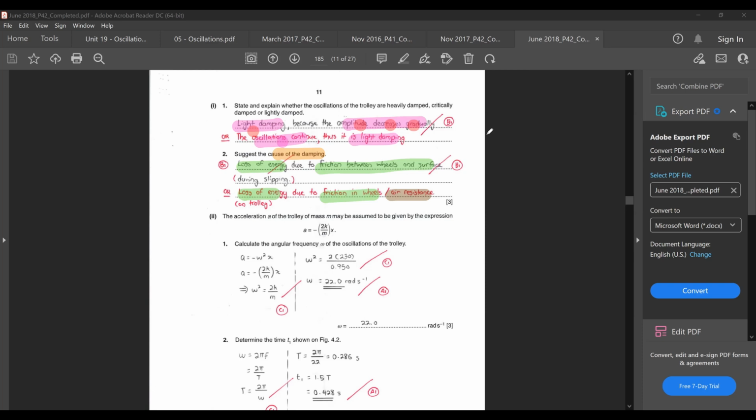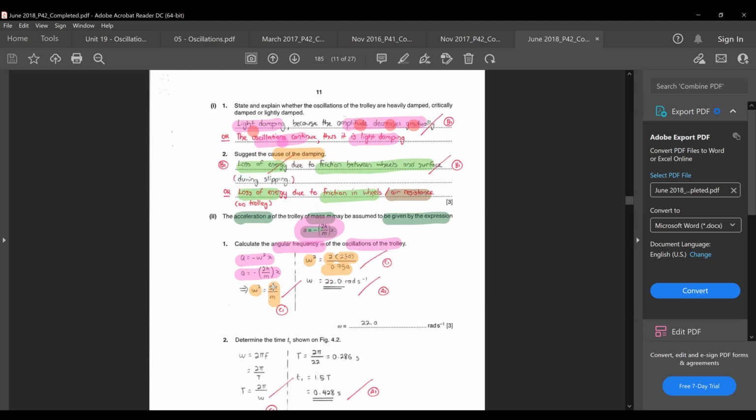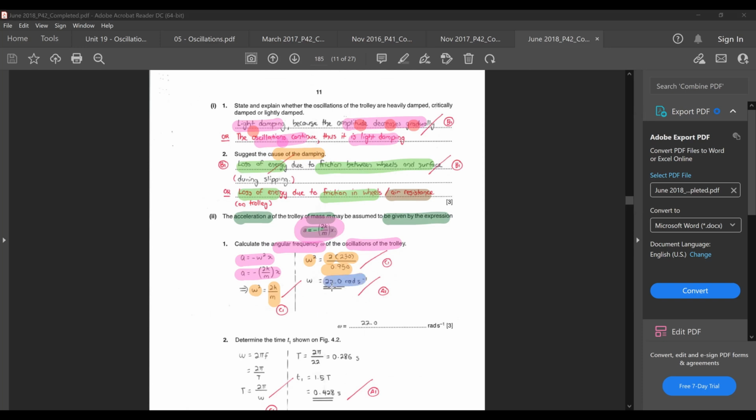Now for part 2, they mentioned this. The acceleration a of the trolley of mass m may be assumed to be given by a equals 2k over m times x. Calculate the angular frequency omega of the oscillations of the trolley. Again, you are given some sort of equation. You already know by now you need to compare with the simple harmonic equation, a equals negative omega squared x. Comparing those two, you conclude that omega squared is 2k over m. So from here, you know all the values. Omega squared equals 2 times 230, this is the value of k given on the previous page. Your mass is also given on the previous page. It was given as 950 grams, if I'm not mistaken, so change it to kg. Your k was given as 213 newtons per meter. Substitute that in and you eventually get omega as 22 radians per second. Pretty straightforward, isn't it?